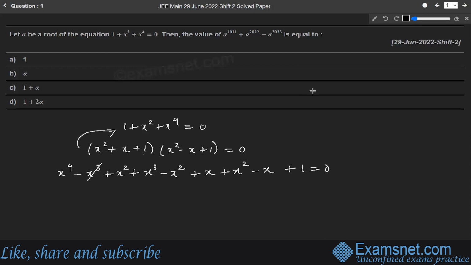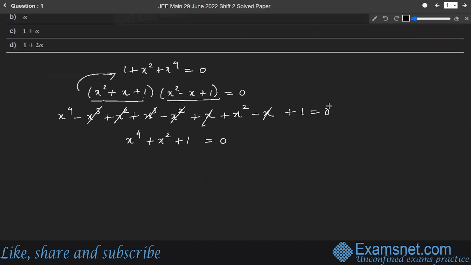Now you can see that minus x cube and plus x cube will be cancelled. Plus x square and minus x square will be cancelled. Plus x and minus x will be cancelled. So what are the remaining terms? Remaining terms are x to the power 4 plus x square plus 1 is equal to 0, which is the given equation. So the two factors are x square plus x plus 1 and x square minus x plus 1.